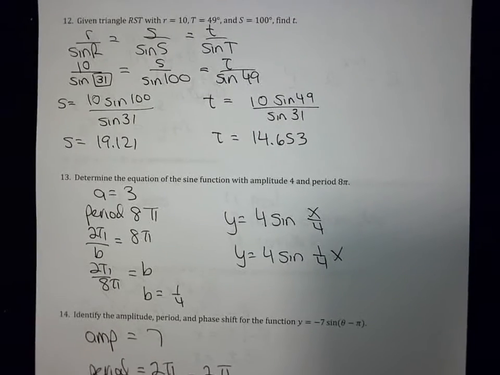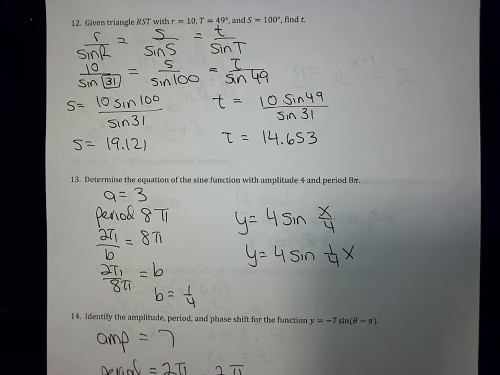Okay, number 12 is law of sines. So we pretty much just set up, filling in what we know, and then we cross multiply. We get the 31 because we know the inside of a triangle equals 180, and then just solve it out.